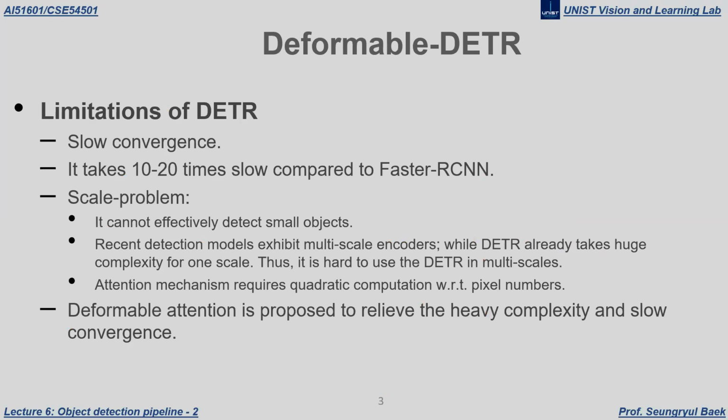Actually, there are some limitations in DTR. Even though it surpasses the accuracy of the Faster RCNN, it still has some limitations. Firstly, DTR takes a lot of time to converge. It takes 10 to 20 times longer to train compared to the Faster RCNN algorithm. And it also exhibits the scale problem: it does not effectively detect small objects.